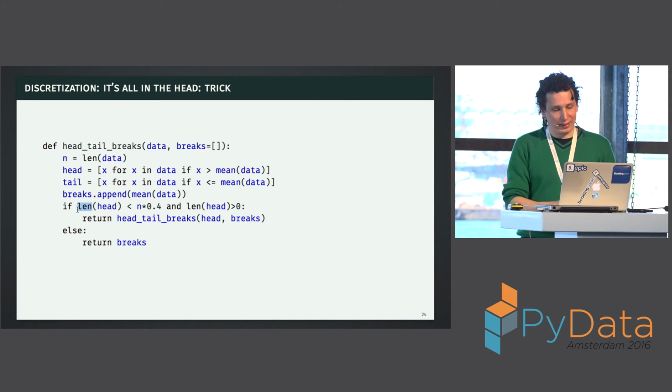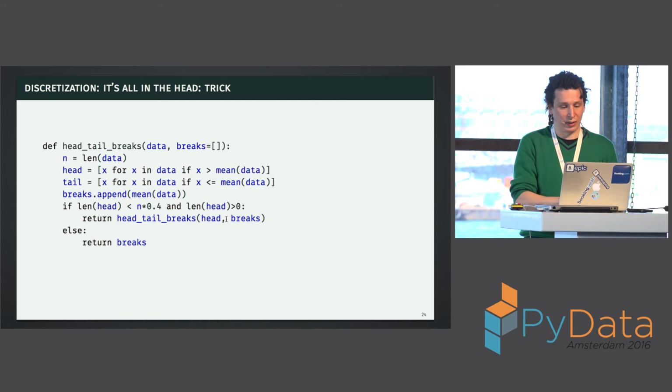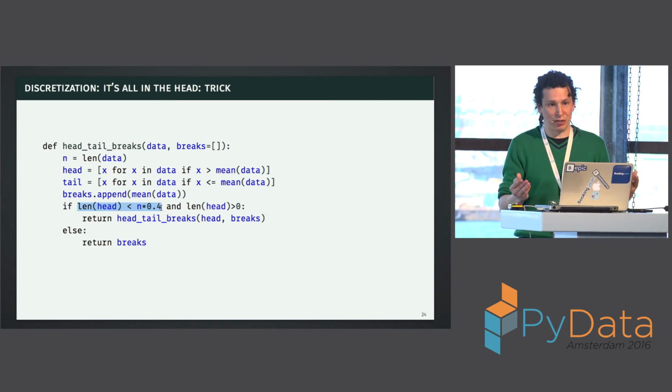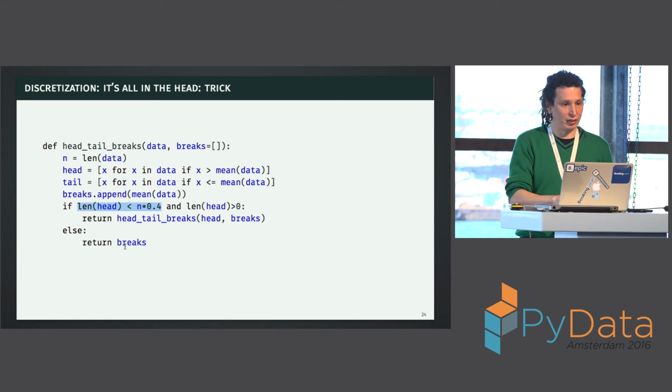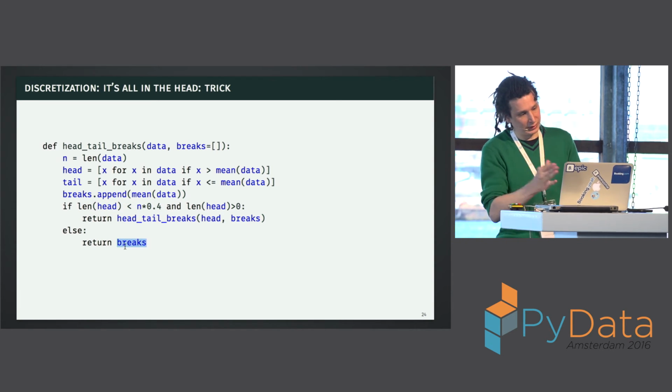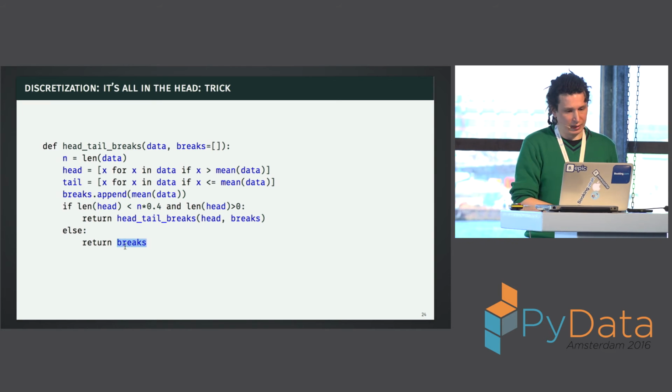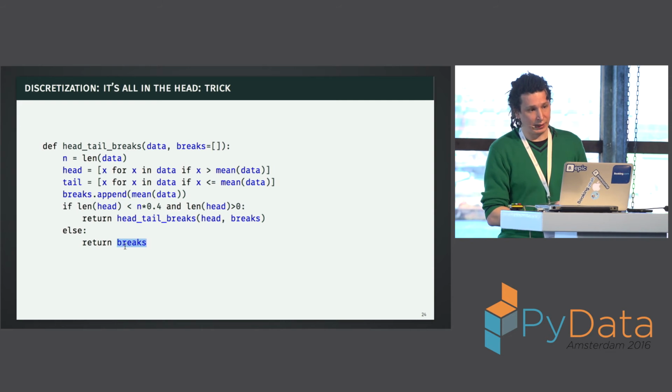Now, if the length of the head is less than 40% of the total data set, then that means that there is still heavy tail data, and we continue doing this on the head. So this is a recursive call to the head, keeping the list of breaks. And we continue like that until this condition is no longer met, which means the data is now symmetric, and then we're done. That's it. So this is an algorithm that you can use to compute bins on heavy tail data.